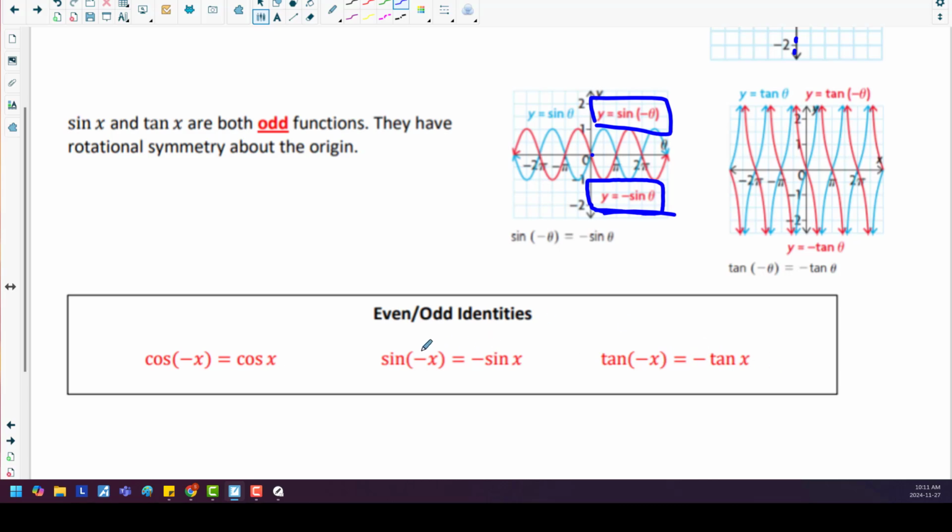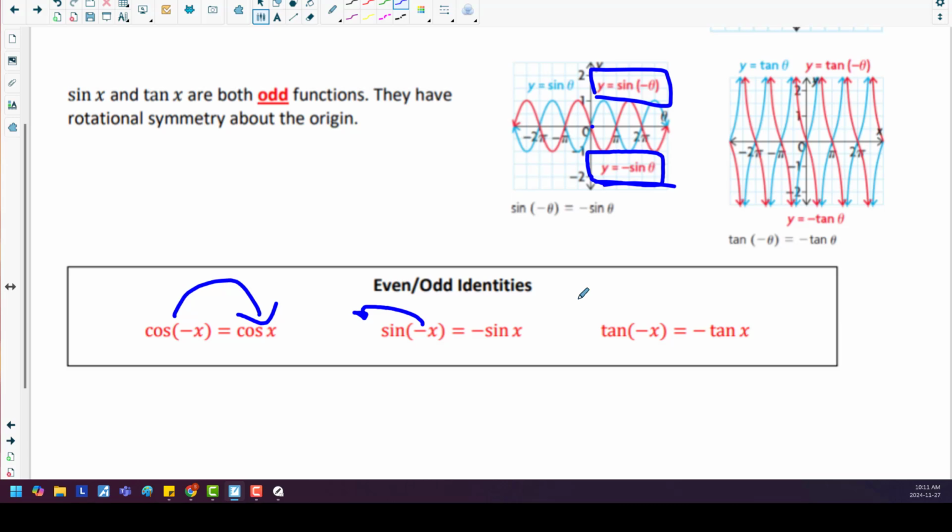So you can just take the negative out of the angle part and bring it to the front when it comes to odd functions. And for even functions, the negative sign just changes to positive. There's no change.